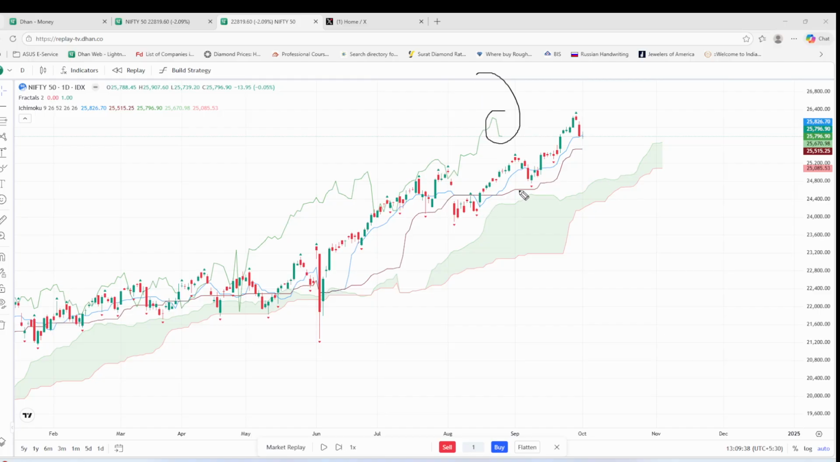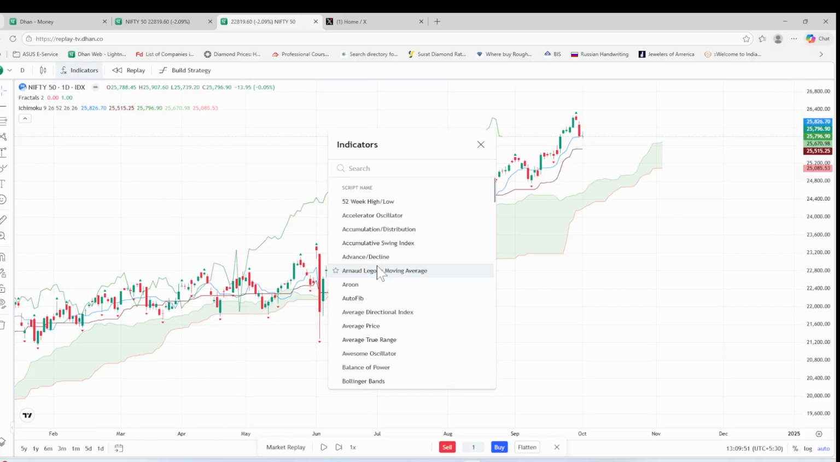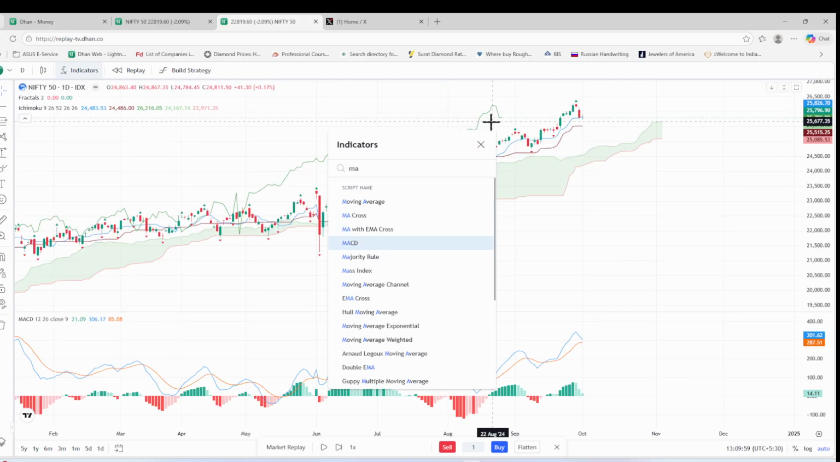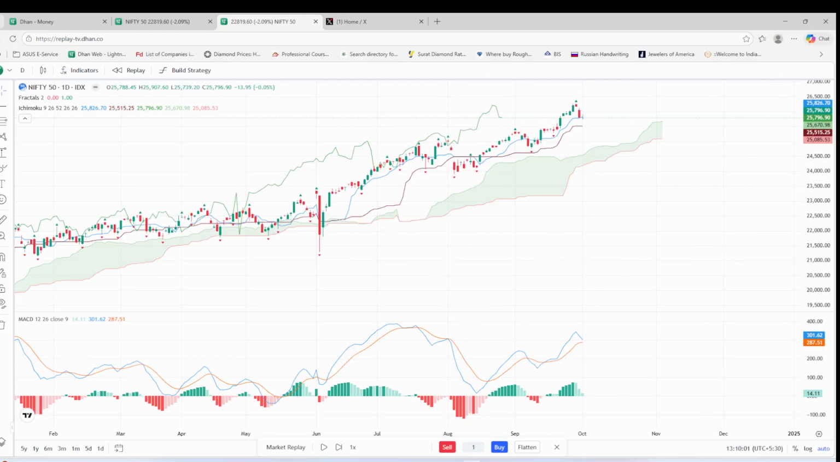The other things like price action and MACD have not come here. Let me put the MACD. MACD is there. Okay, so in the MACD you can see now, this came and tagged once, it came and tagged twice. Now this has turned, and the MACD line also has turned.